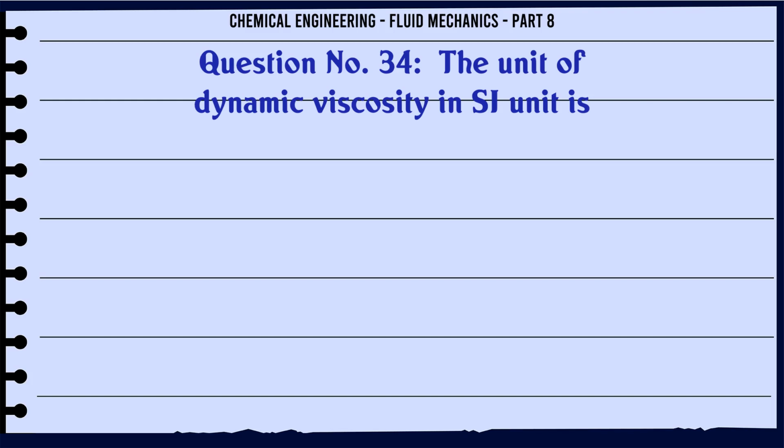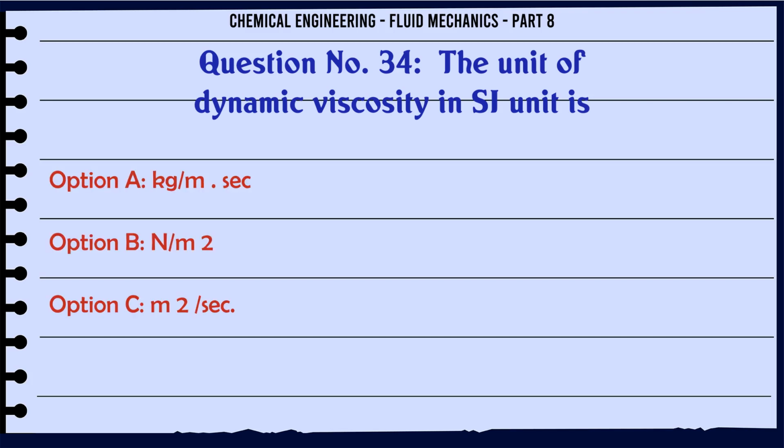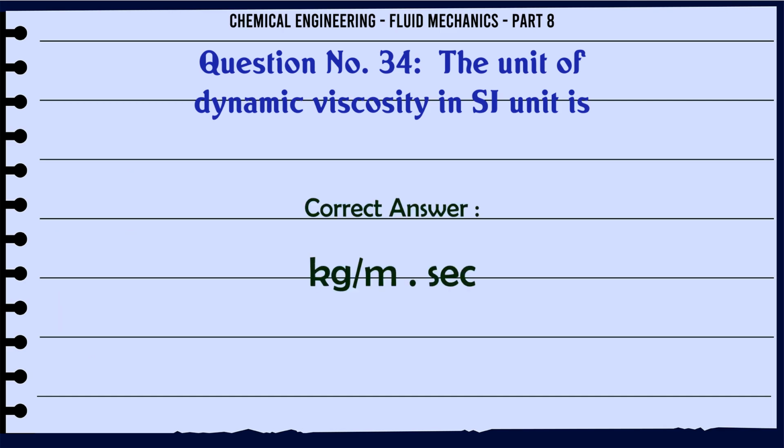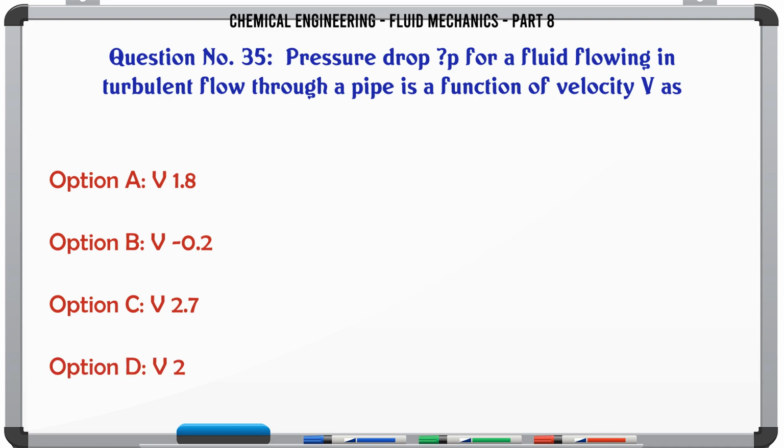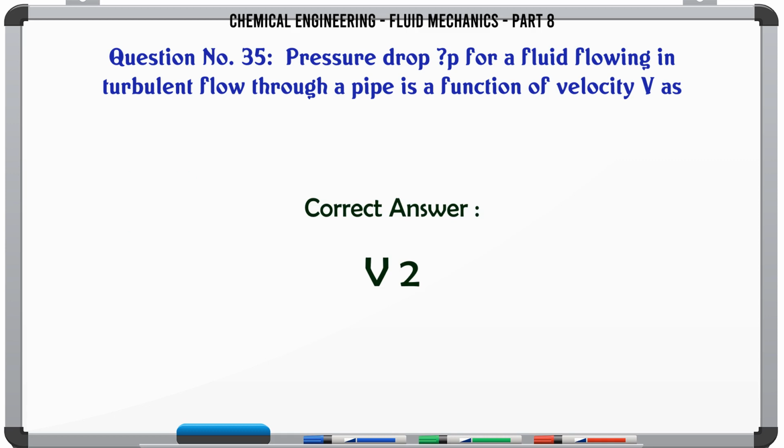The unit of dynamic viscosity in SI unit is A. kg/m·sec, B. N/m², C. m²/sec, D. N·m/sec. The correct answer is kg/m·sec. Pressure drop P for a fluid flowing in turbulent flow through a pipe is a function of velocity V as A. V^1.8, B. V^0.2, C. V^2.7, D. V². The correct answer is V².